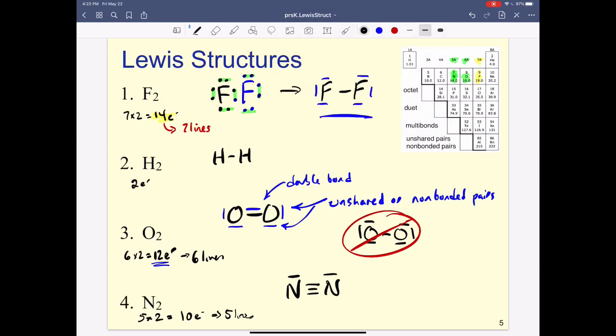Now it absolutely does not matter where you place these unshared pairs. They could be here, it could be down at the bottom, it doesn't matter. All we need to see is that the nitrogen on the left has an octet, 4 lines, and the nitrogen on the right has an octet, 4 lines.